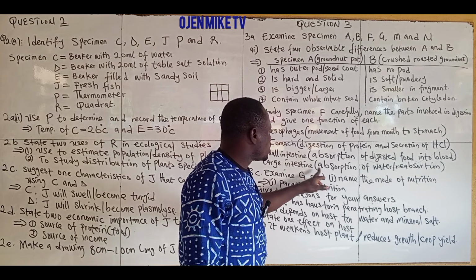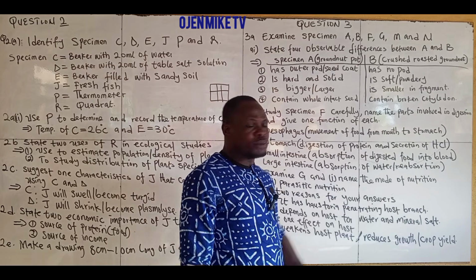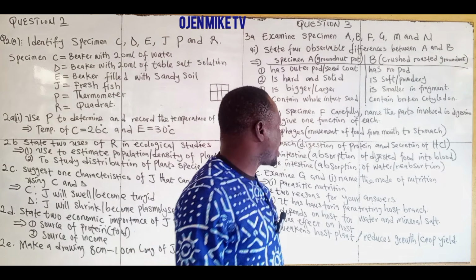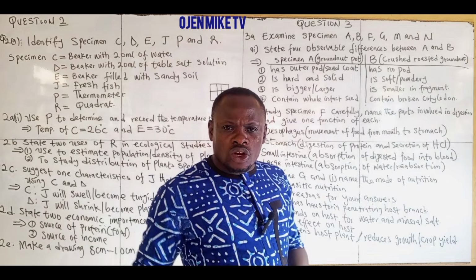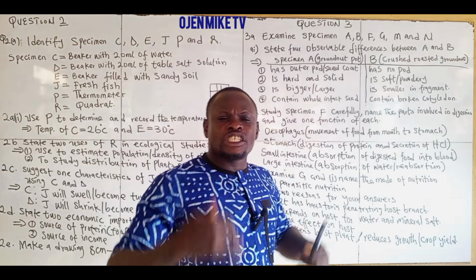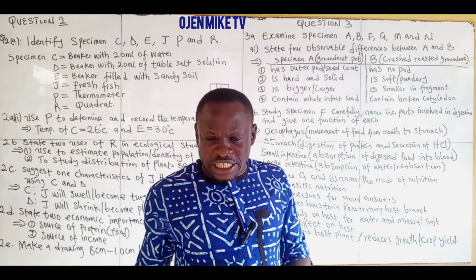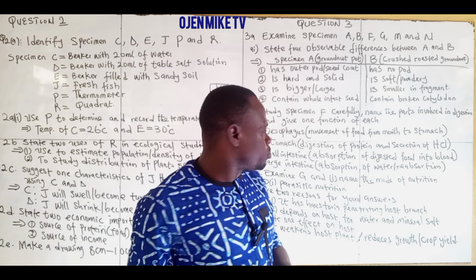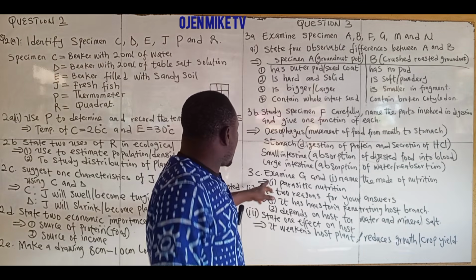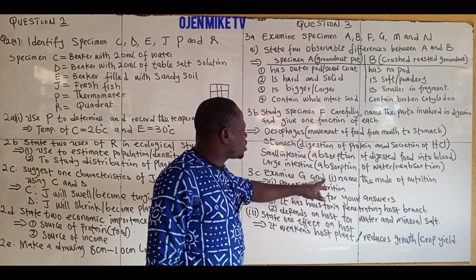Large intestine. That is where absorption of water takes place, and reabsorption also. Do you get that? In the large intestine, undigested food will be ejected out as waste product.